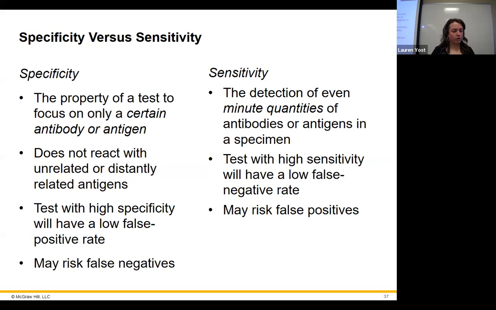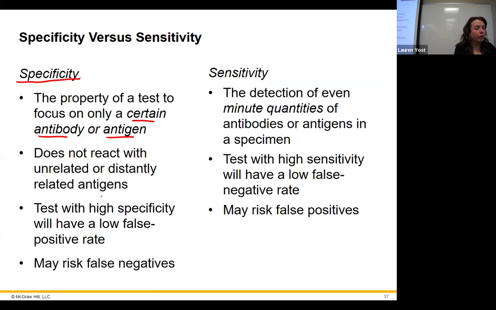So this brings us back to that concept of specificity versus sensitivity. I know this has been a while since we talked about this one, but it's back. So specificity. We're going to go through each of these. The property of a test to focus only on a certain antibody or antigen and not other things, right? Doesn't react with unrelated things.